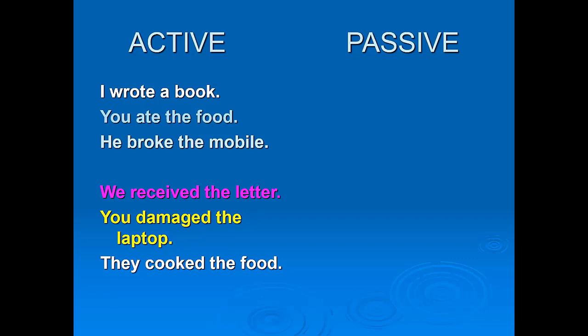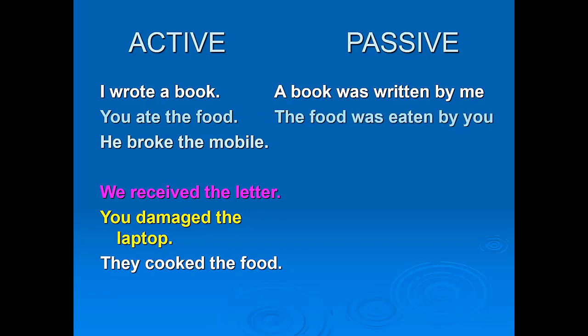To change them from active voice to passive voice, you must use was or were and then the PP, and you start with the object. So I wrote a book will be, a book was written by me. You ate the food, the food was eaten by you. He broke the mobile, now it's your time.